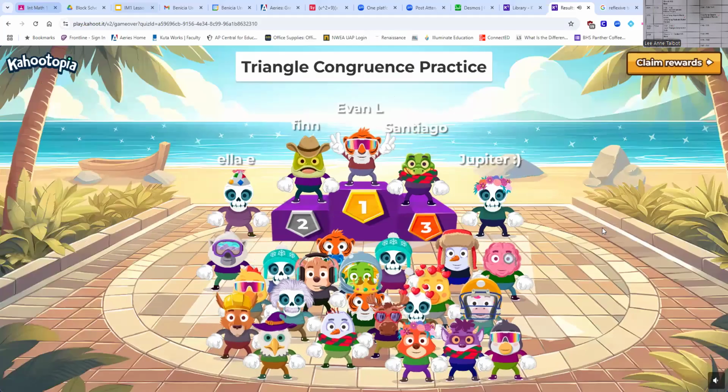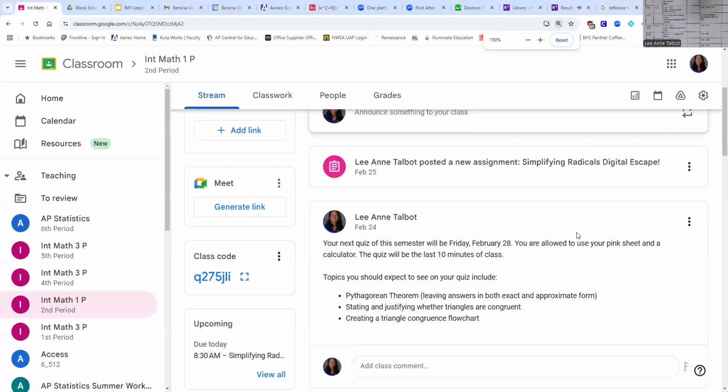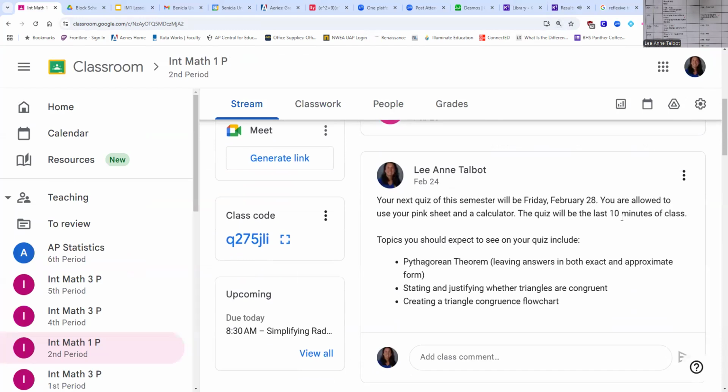I want to look here at the quiz topics for tomorrow. Okay, so there's 3 topics. It says you're allowed to use your pink sheet and a calculator. First topic, Pythagorean theorem, putting answers in both exact and approximate form. Do you know what that means? So do Pythagorean theorem and do the square root thing and the decimal. You know what I mean by the square root thing?